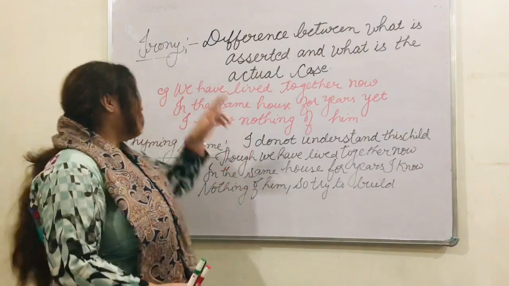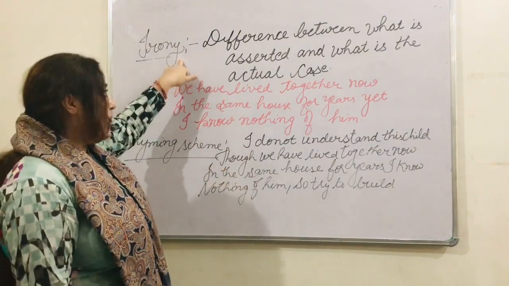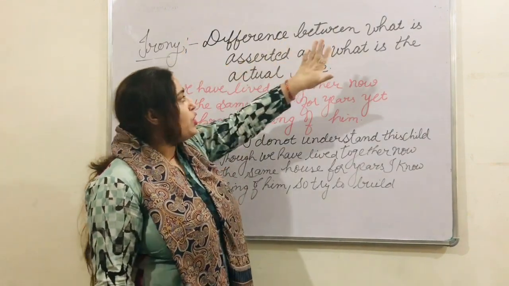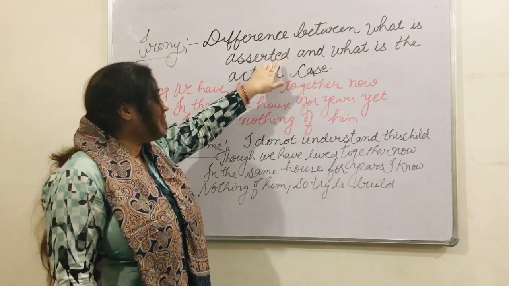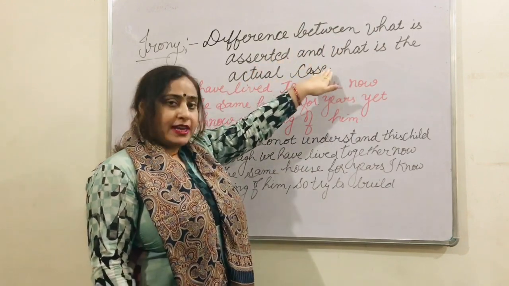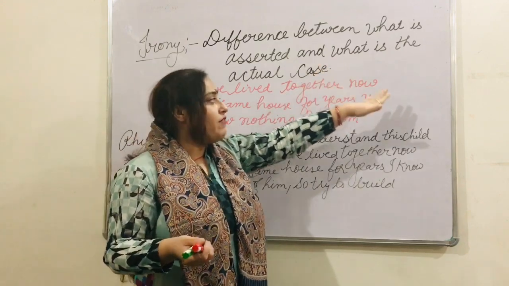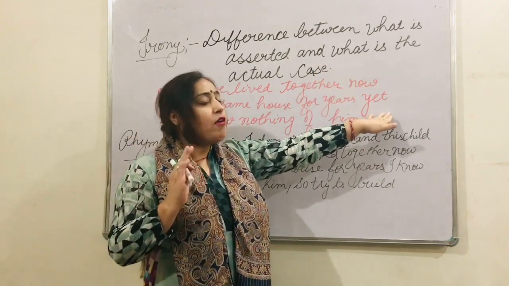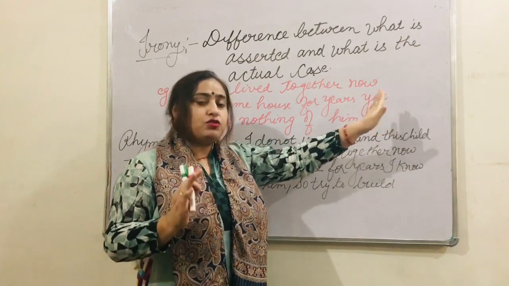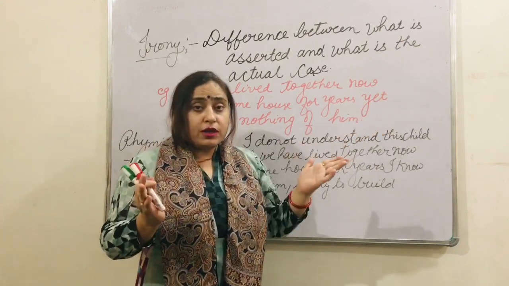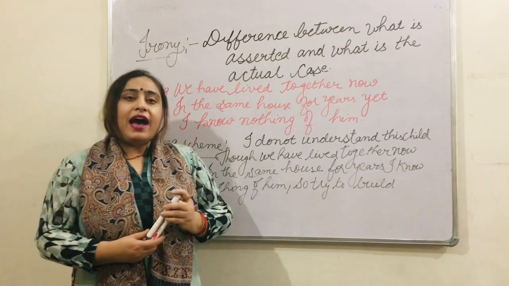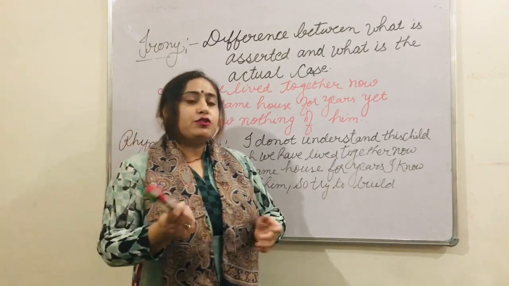Next poetic device is irony. What is irony? Irony is a difference between what is asserted, meaning said, and what is the actual case, when the real situation is different from the description. Alright, so I have taken the example from the poem that I have already discussed on my channel, Father to Son, and those who haven't seen my video, I will leave the link of that video in the description.